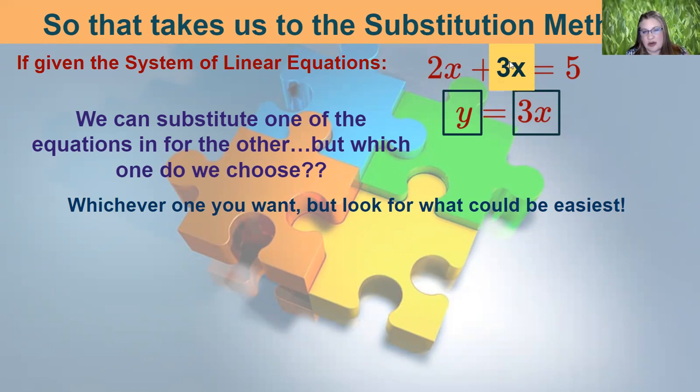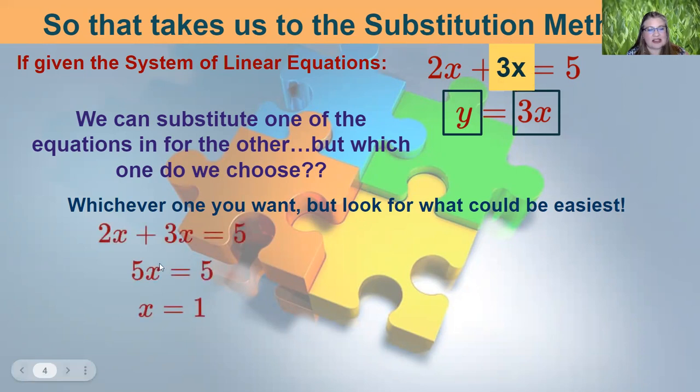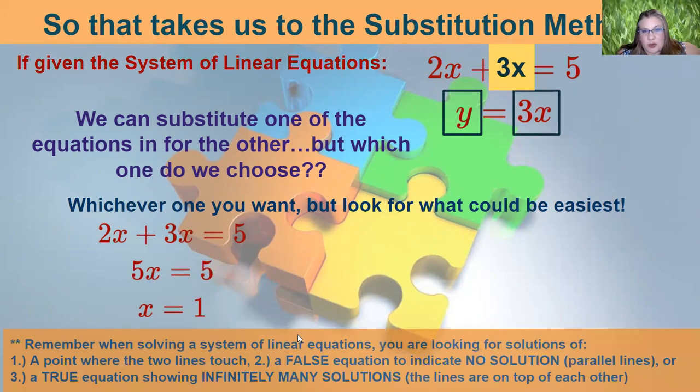What's 2x plus 3x? We combine like terms, it's 5x. So we get 5x equals 5. And then remember, when it's multiplied, we divide to undo. So divide both sides by 5, and we would get x equals 1. Now you may think we're done because we got to a final answer, but remember, when solving a system of linear equations, you're always going to get one of 3 outcomes.